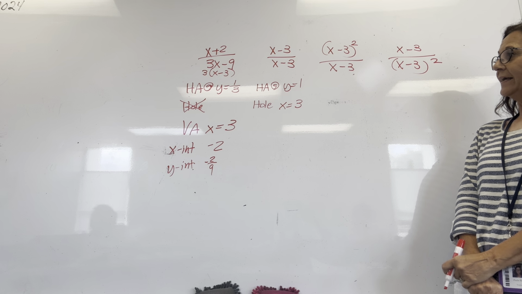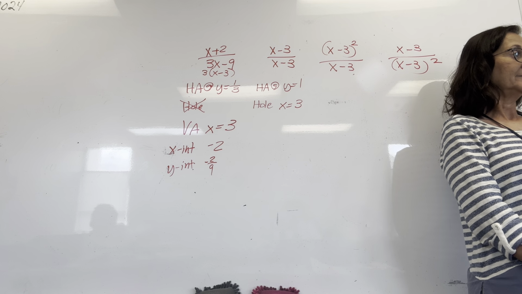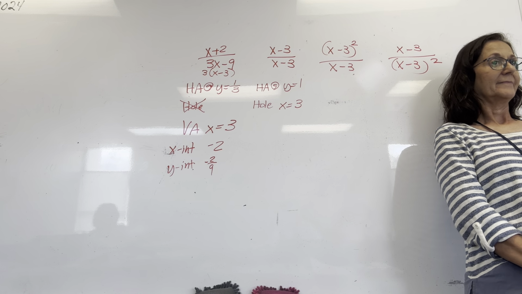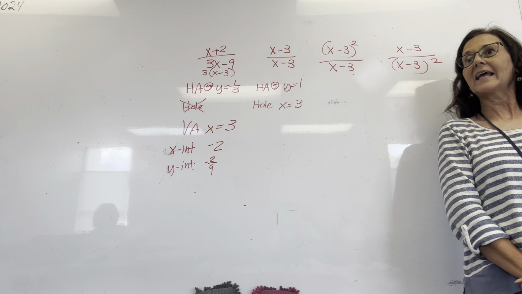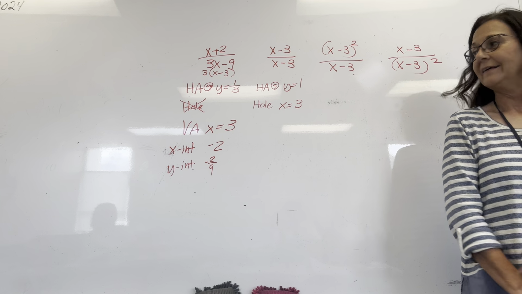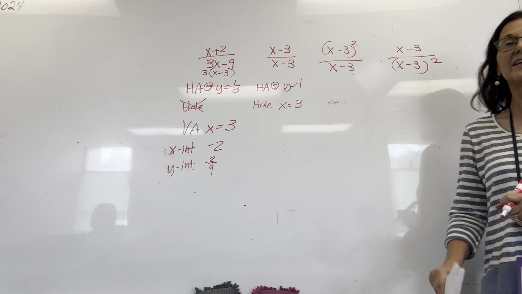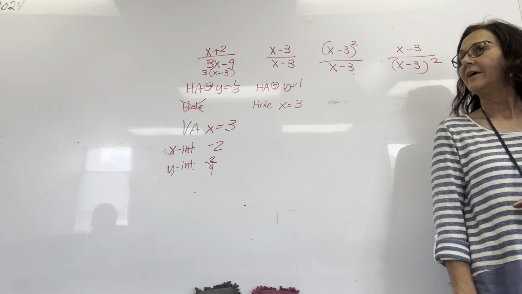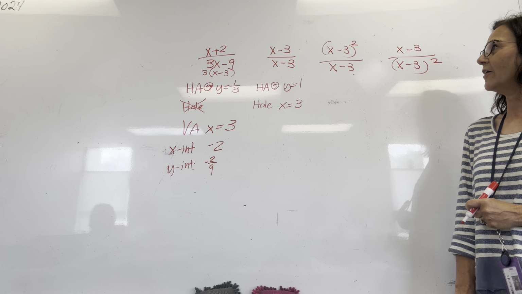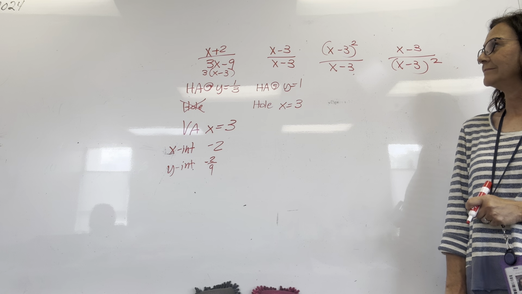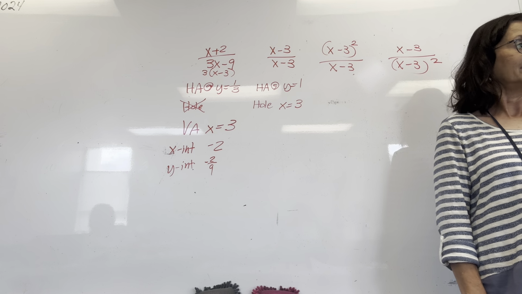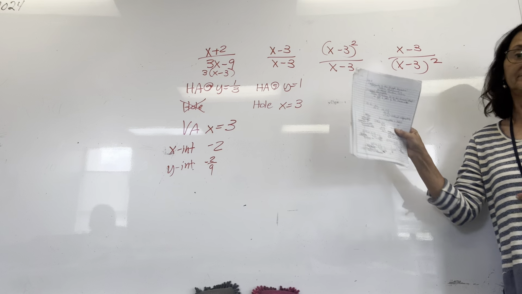Is there a vertical asymptote? No, because they can be canceled. Is there an x-intercept? No. Is there a y-intercept? 1. All right. Now, let's look at this one.